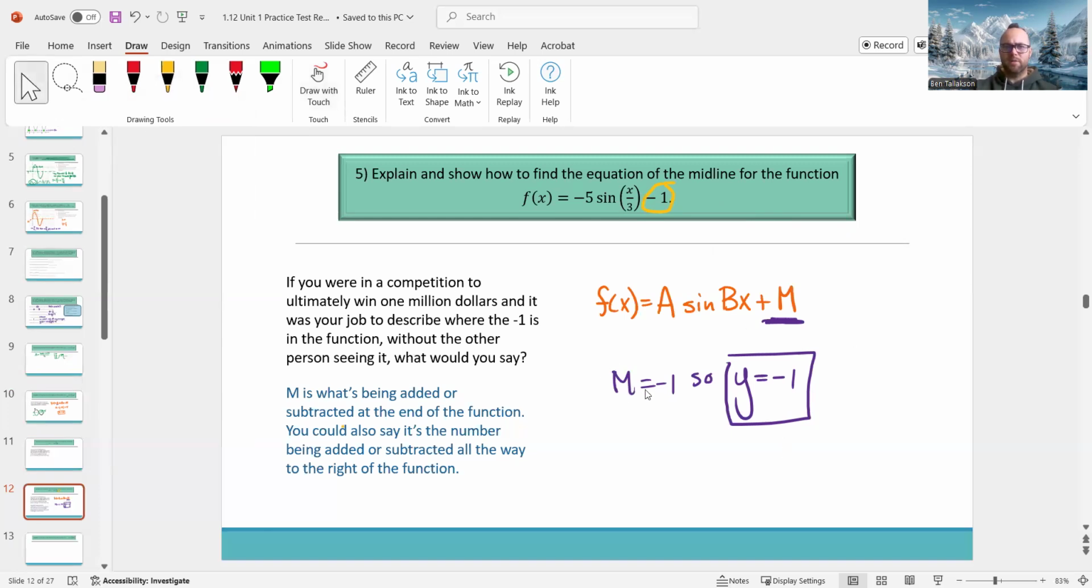I know this can sometimes be confusing because you're thinking M and Y. Well, yes. Here we're saying M, midline, M in our function, I should say, is -1. But if you're writing the equation of the midline itself to graph it, this is how you write it.